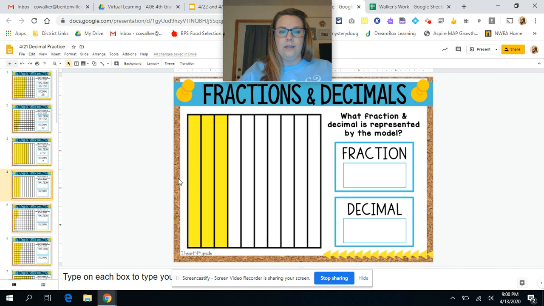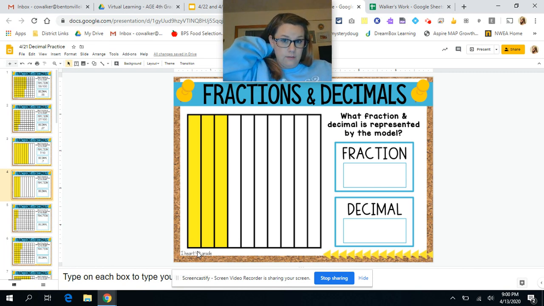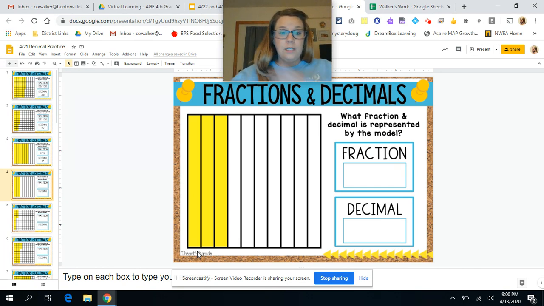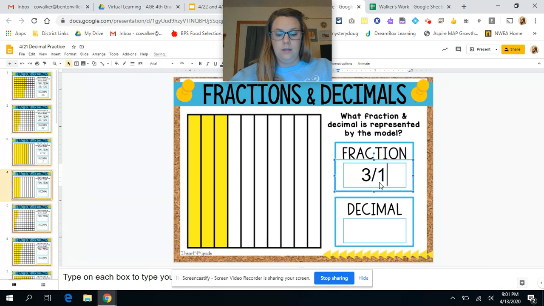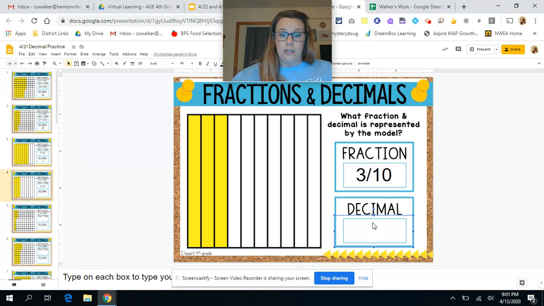Okay, so how many are in this whole? Same as the one before, right? So I have 10 equal pieces that make up my whole, and how many are shaded? 3. So that means I have 3 shaded out of my 10 possible pieces. So that means my fraction would be 3 tenths. And to make that into a decimal, which place value is that 3 going to go in? My tenths place. And is that the first place value after the decimal or the second place value after the decimal? The first. So it should be and 3 tenths.